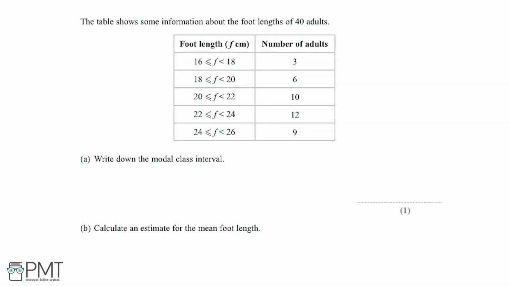The table shows some information about the foot lengths of 40 adults. So part A says we need to write down the modal class interval. So we look at the word modal. In this context, we're referring to the highest frequency. So we need to look for the highest frequency class interval.